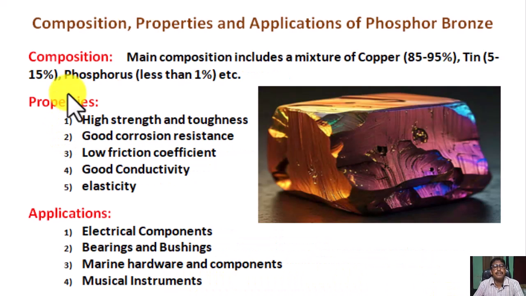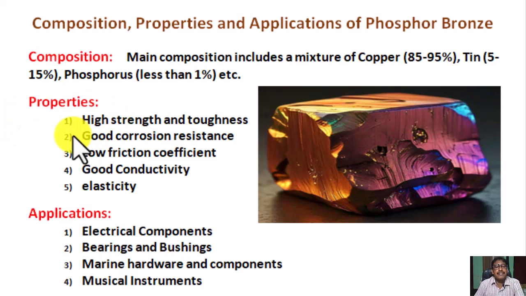Okay. Now, composition, properties and application of phosphor bronze. Main composition includes a mixture of copper 85 to 95%, tin 5 to 15%, phosphorus less than 1%, etc.